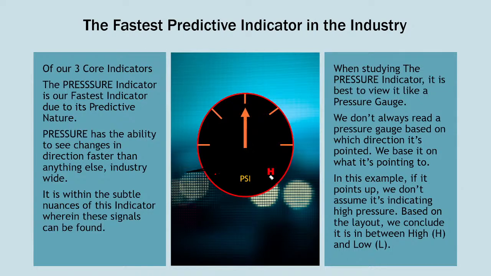Because it's pointed up. Now, in a pressure gauge like the example here, based on the layout, we conclude it is between high and low pressure. It's kind of in the middle of high and low pressure. But it's not pointing to the middle of the gauge. It's not pointing sideways. It's pointing up. And up, right in the middle right there, is right in the middle of low and high. So reading the whole gauge allows us to determine where our pressure is, right?